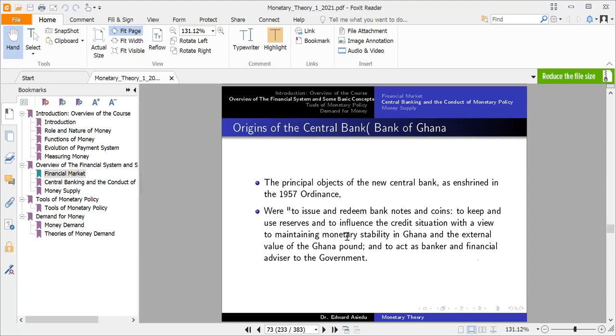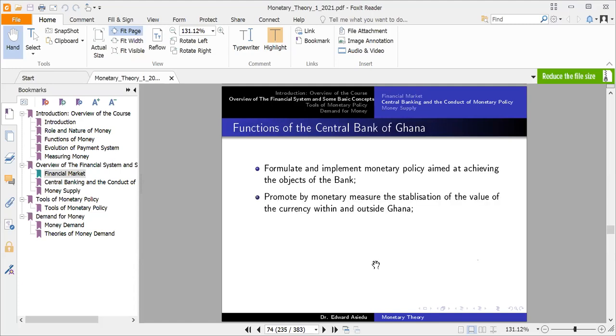And then the last bit, as an important role of the central bank, is to act as the banker and financial advisor to the government. That's why people will say they have some responsibility if the economy is not doing so well. But you need to understand their role and where they can have an impact.